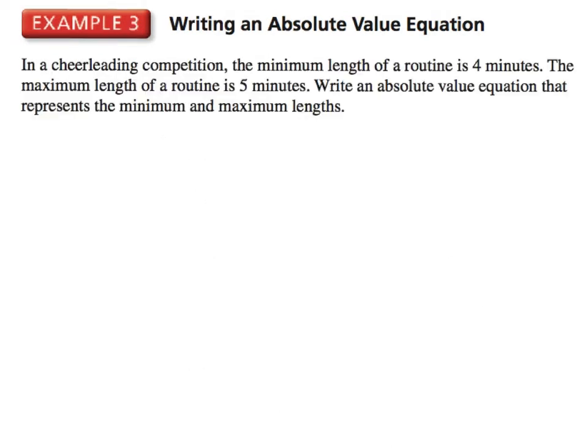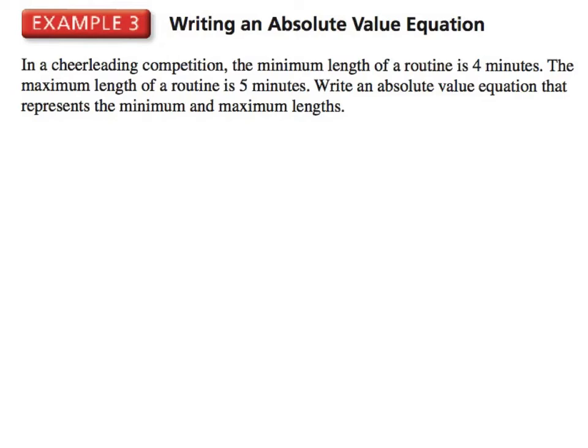Now in example number 3, we're writing an absolute value equation from a word problem. It says that in a cheerleading competition, the minimum length of a routine is 4 minutes. The maximum length of a routine is 5 minutes. Write an absolute value equation that represents the maximum and minimum lengths.